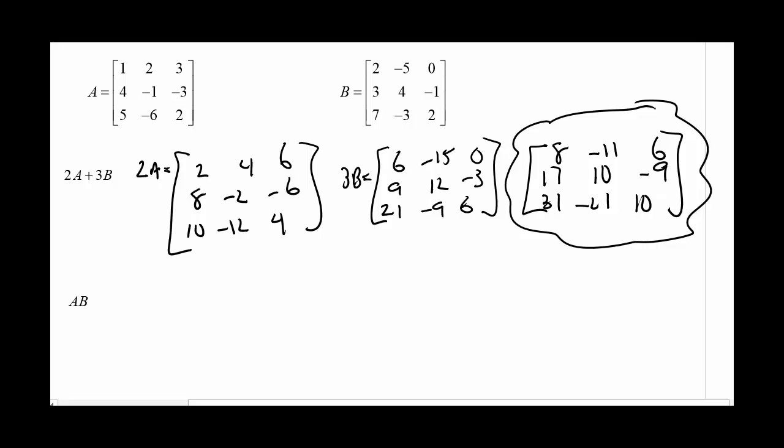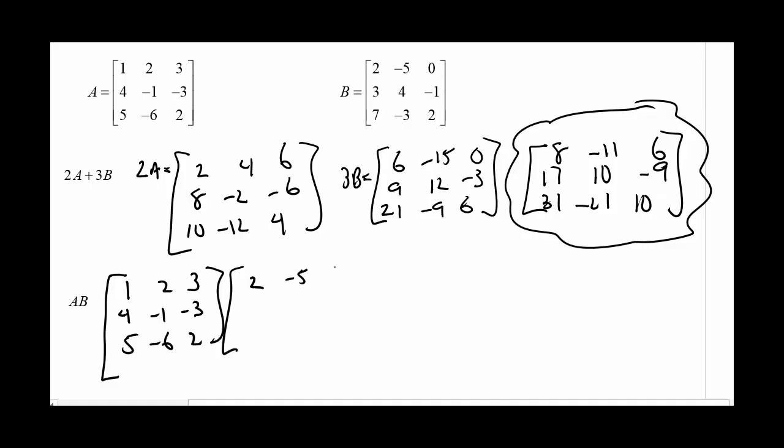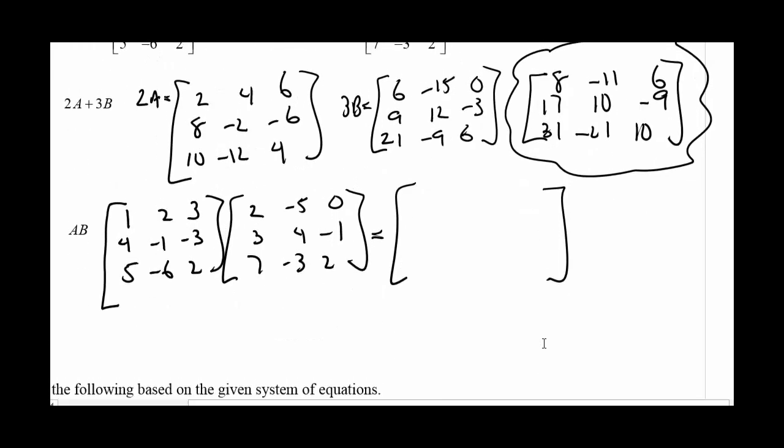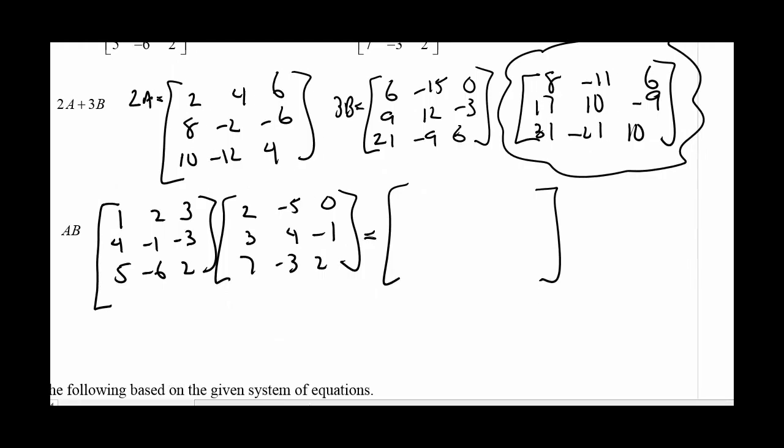All right, AB. The product A times B. So I'm actually going to copy these down. One thing I want to think about before I get started is what my answer would look like. If I'm taking a 3 by 3 times a 3 by 3, I'm going to get a 3 by 3. So I'm going to have 9 numbers that I'm going to have to calculate here.